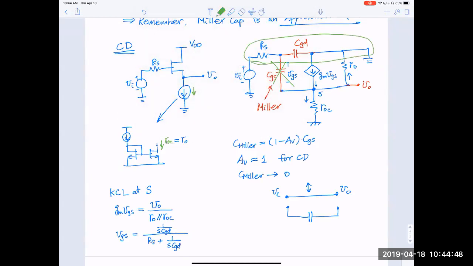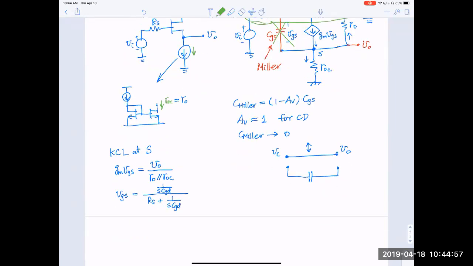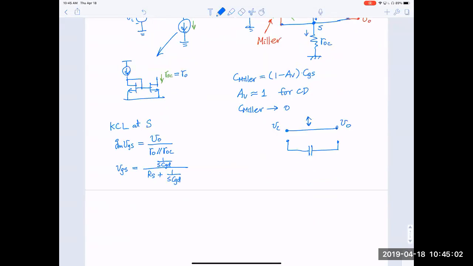This is the voltage divider. It is ground on the other end at the drain, so you can simply use the voltage divider expression. If you combine the two, it becomes quite simple. We can simplify this a little bit. This is 1 over 1 plus s RS CGD. So this is again a typical low pass filter, right?